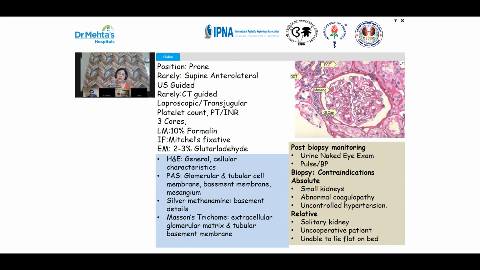Absolute contraindications for biopsy would be small shrunken kidneys, because there we do end up having massive bleeding, which can be life-threatening and may require nephrectomy or embolization. Abnormal coagulogram is definitely a contraindication and should be first addressed before a biopsy can be planned. Uncontrolled hypertension is another contraindication. Relative contraindications include a solitary kidney, an uncooperative patient, and patients who are unable to lie flat on the bed, maybe because of edema.